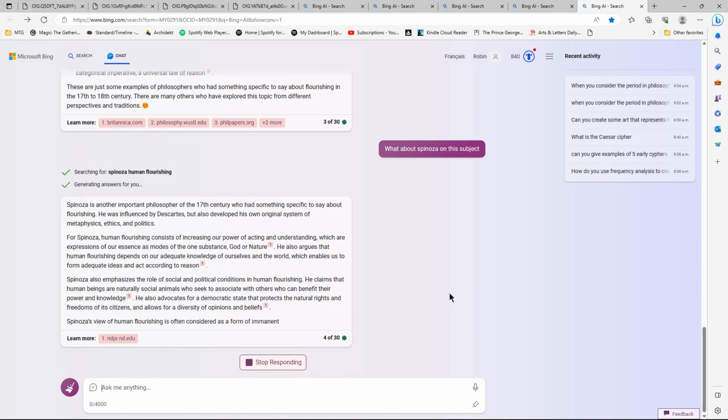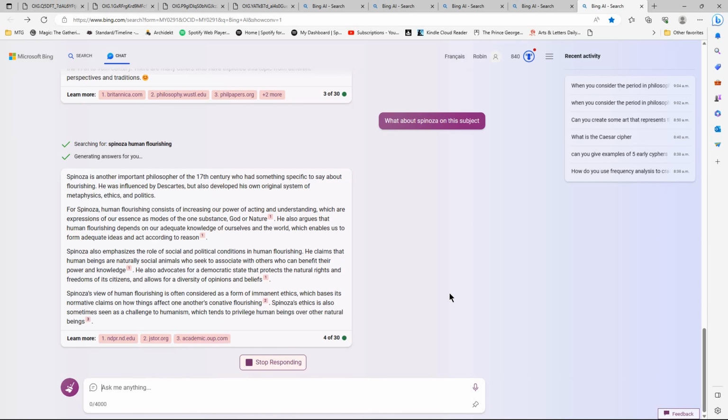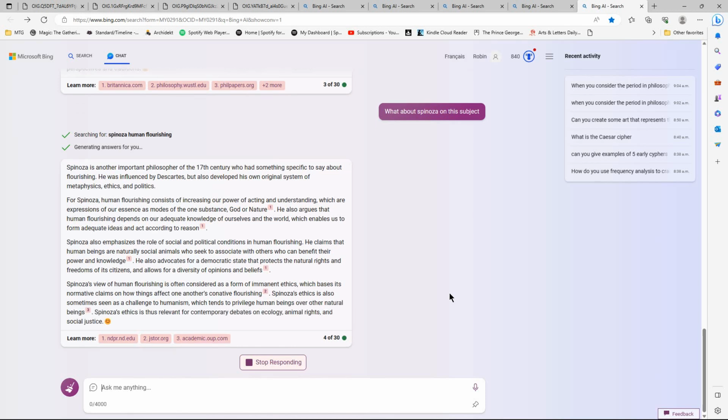There we go. Argues that human process is meant to have adequate knowledge of ourselves and the world. It enables us to form adequate ideas and act upon reason. Immanent ethics, which bases its normative claims on how things affect one another's cognitive flourishing.